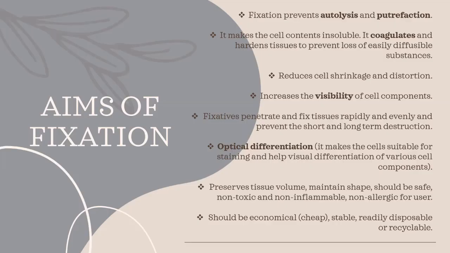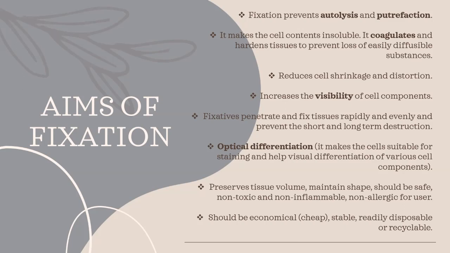Aims of fixation. Fixation prevents autolysis, self-destruction by their enzymes, and it prevents putrefaction. It is nothing but the bacterial growth. It makes the cell contents insoluble. It coagulates and hardens tissues to prevent loss of easily diffusible substances. So if we didn't do fixation, the cell components in our specimens will be lost and we can't see anything. And fixation reduces cell shrinkage, increases visibility.